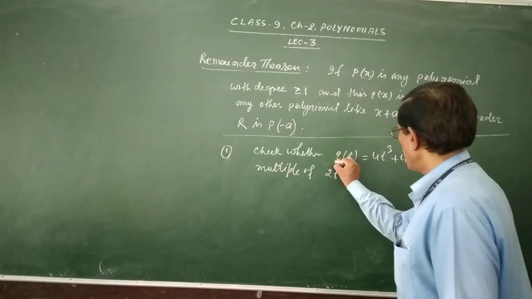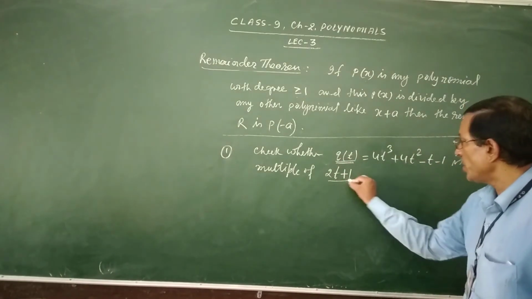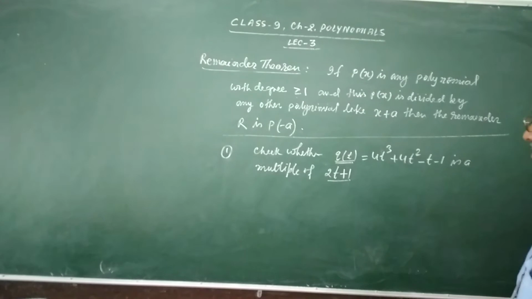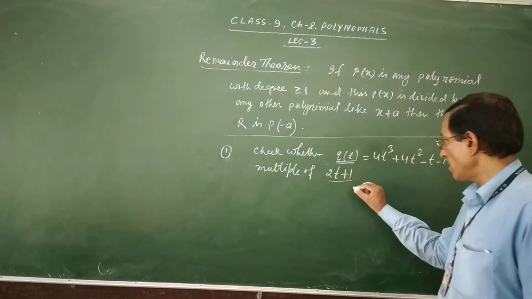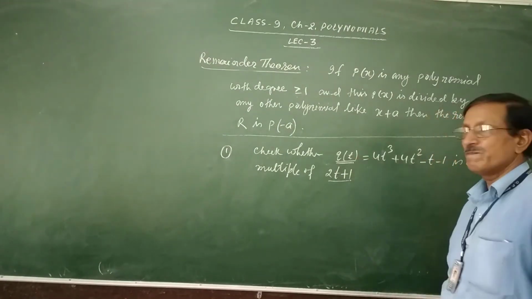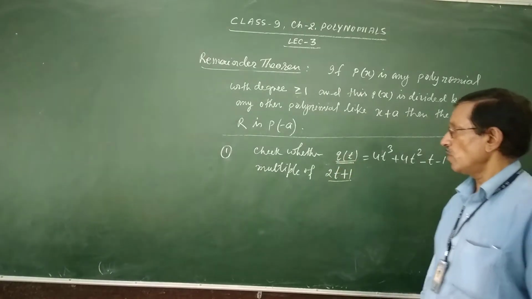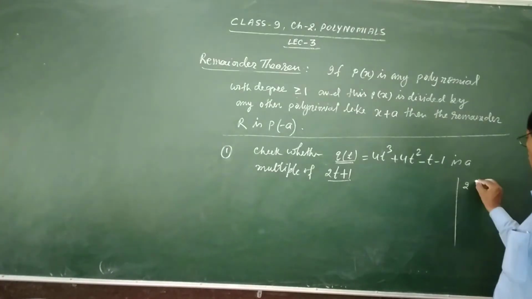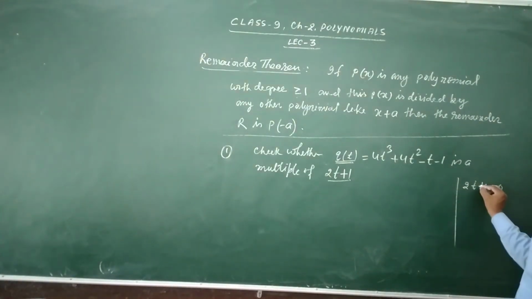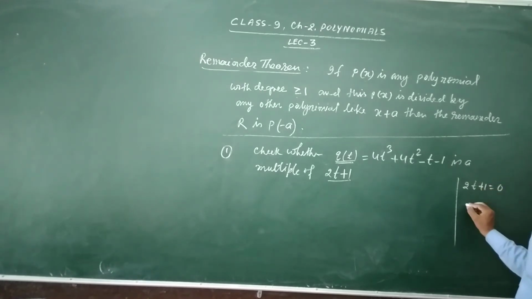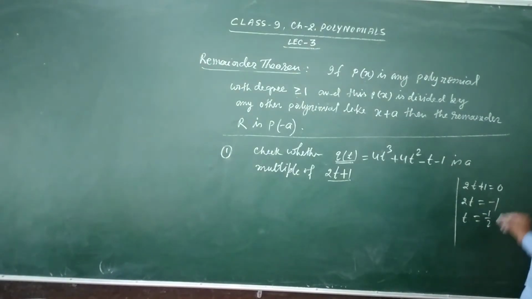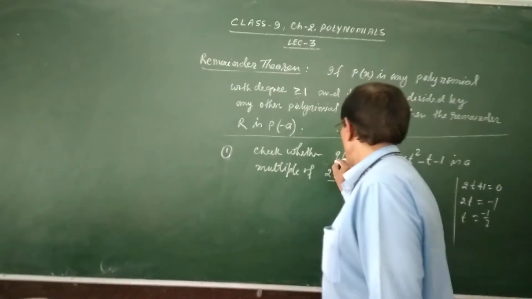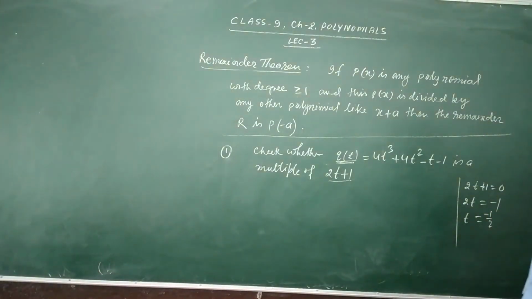So when this polynomial q(t) is divided by 2t plus 1, then what will the remainder be? The remainder will be the value of q(t) at the 0 of this. What is the zero of this polynomial? Equate this to 0: 2t plus 1 equal to 0. Then 2t equal to minus 1, that means t equal to minus 1 by 2. So the 0 of this polynomial is t equal to minus 1 by 2. So find the value of this polynomial at t equal to minus 1 by 2.